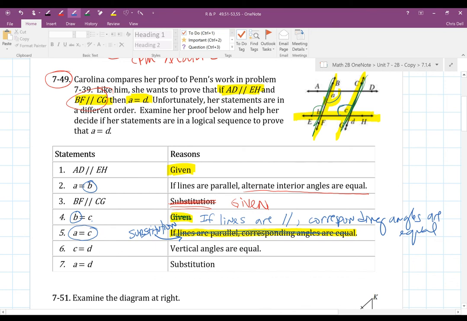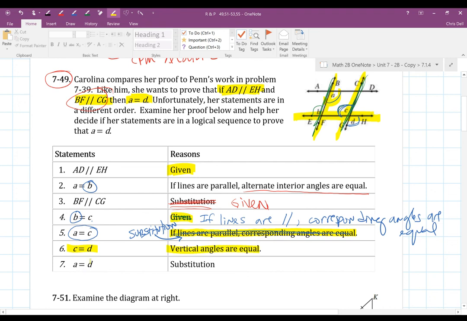And we're in logical order so far. C equals D. We just had to rearrange our reasons. C equals D. So I can say angle C is equal to D because vertical angles are equal. And this is true. So statement 6 and reason 6 are okay.